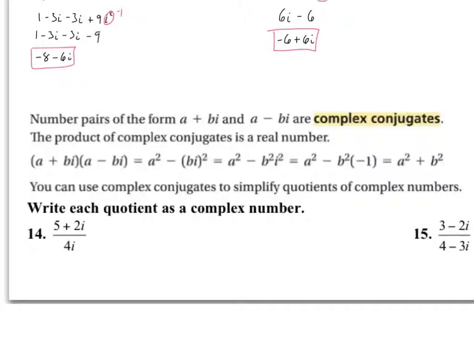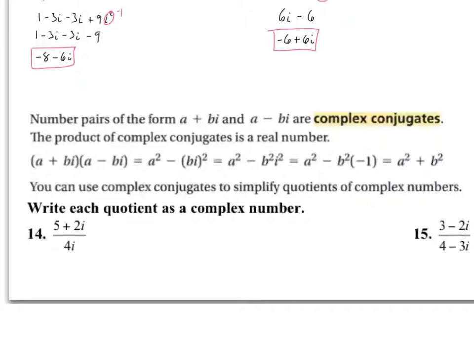Why do we care about conjugates? Well, it says right here, the product, which by the way, what does product mean? Product means an operation. What operation? Multiplication. So the product, or multiplication, of complex conjugates gives us a real number.